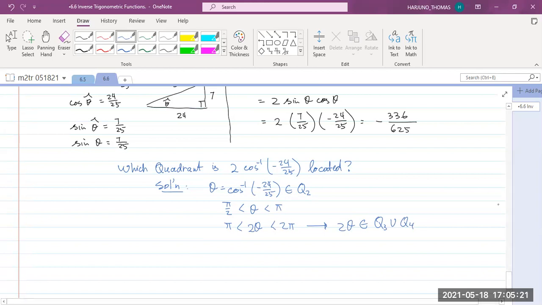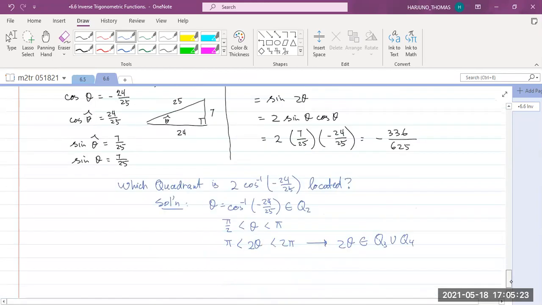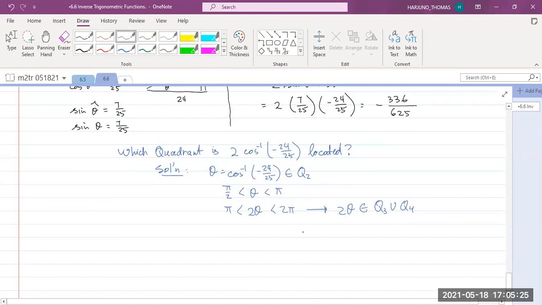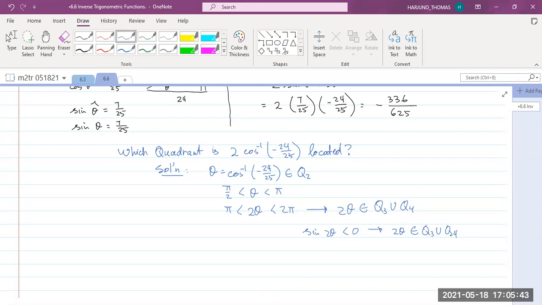Now, unfortunately, sine of 2 theta is negative, which gives us the same result. 2 theta is either in quadrant 3 or quadrant 4. So we cannot decide using what we have there. Then apply cosine 2 theta. Or you can use tangent 2 theta also. Okay, but let me use cosine 2 theta.